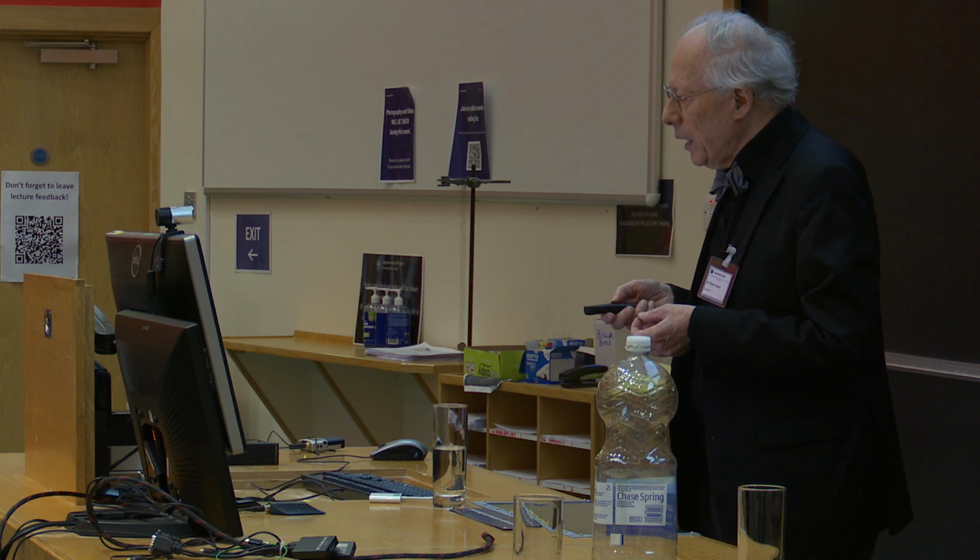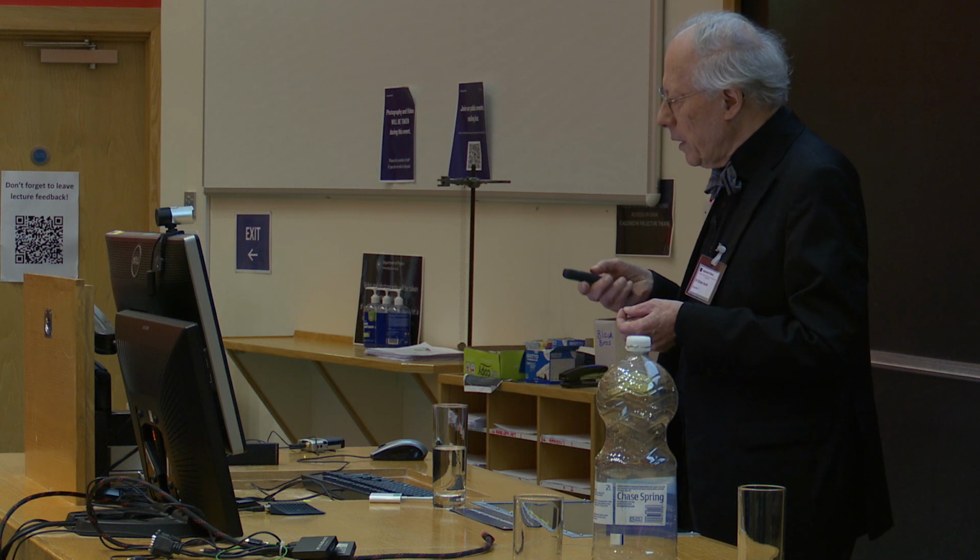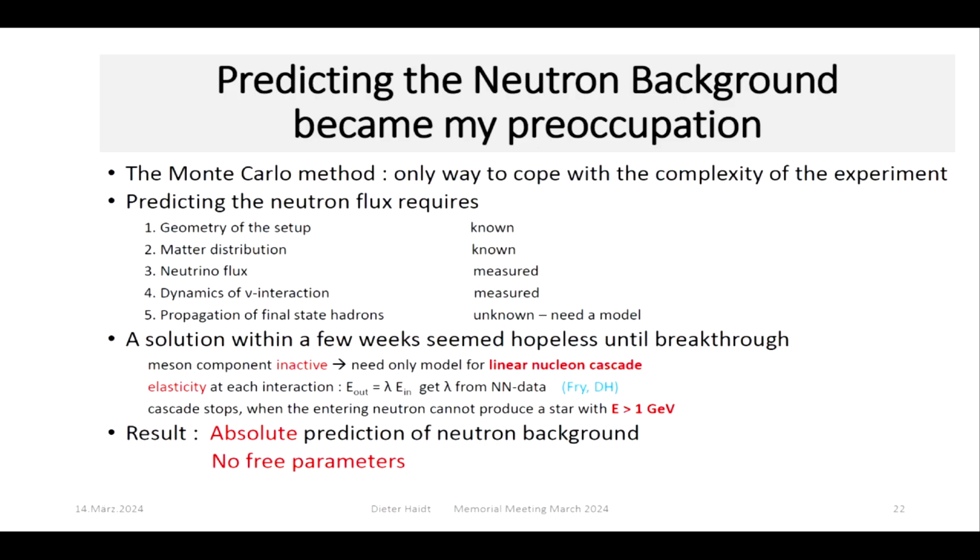This required the probability of how much energy is deposited and how much energy is transported away. This could be obtained from data directly, from proton-proton data or proton-neutron data, and therefore the result was an absolute prediction with no free parameter, which means if you make a prediction, then you stick out your head.